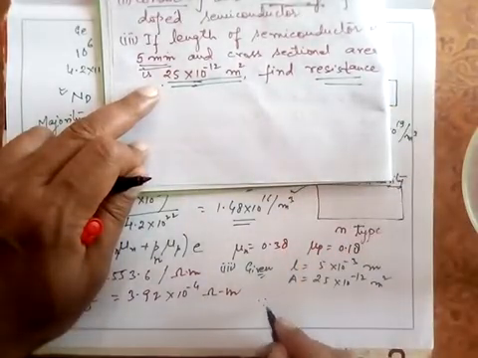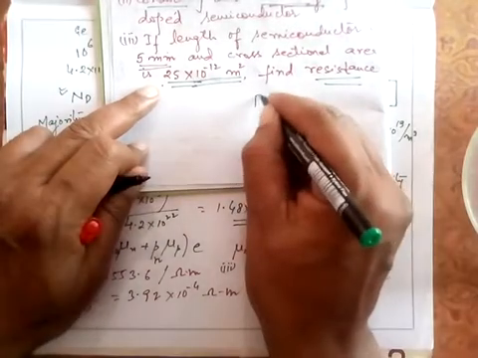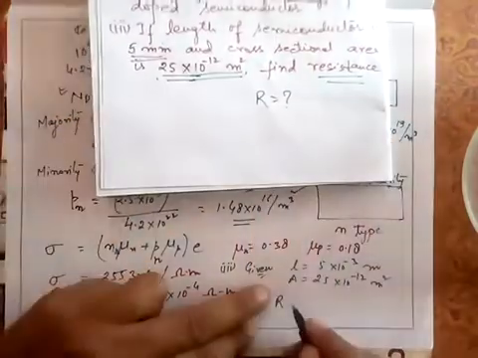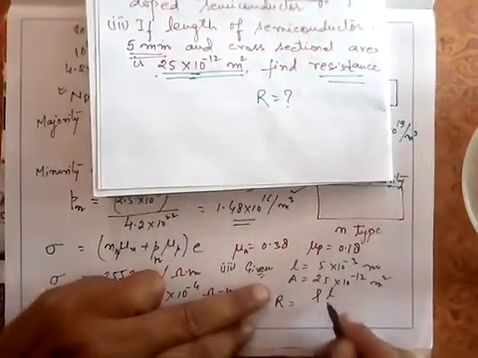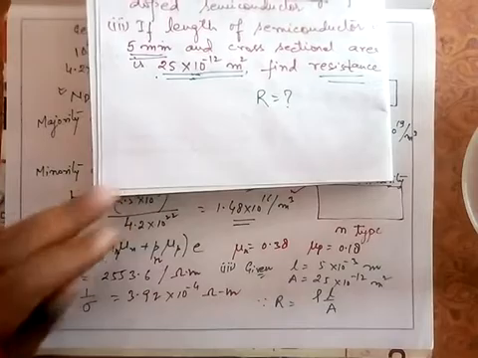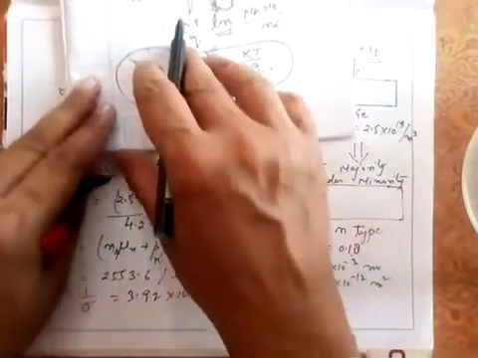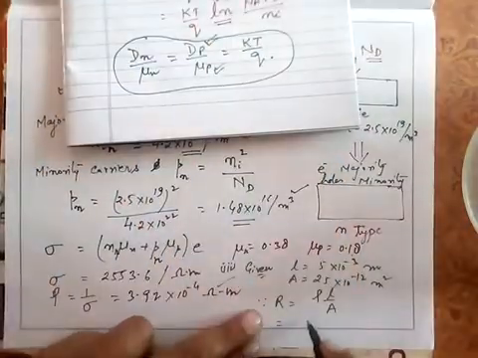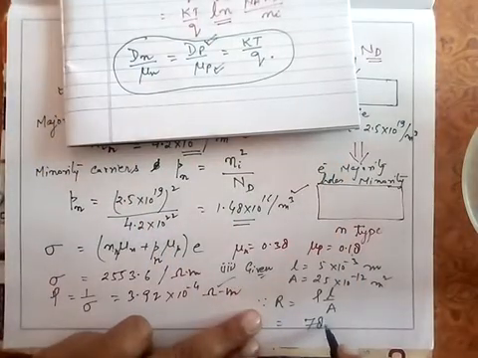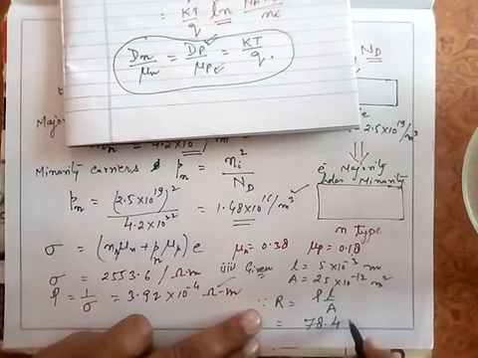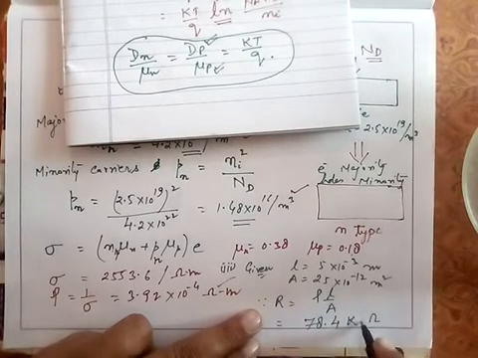What is asked? Find the value of resistance R. R is equal to rho L upon A. I have calculated this rho here. L is given to you, A is given to you. Very simple problem, just a formula based problem, and you'll find that R is equal to 78.4 kilo ohm. I want you to cross check these answers please.